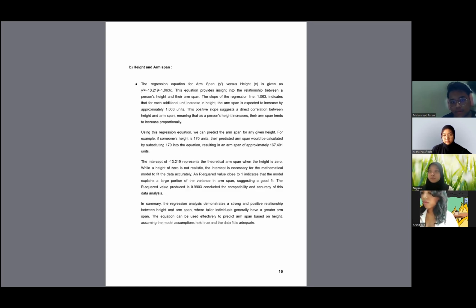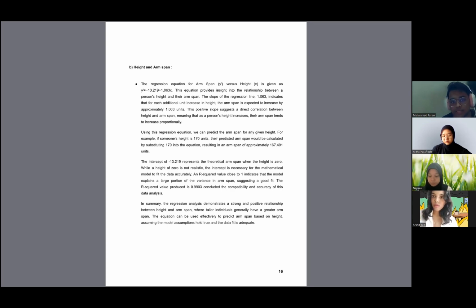And then onto the height and arm span. The regression equation for arm span versus height is given as y is equal to negative 13.219 plus 1.063x. So this equation provides insight into the relationship between a person's height and their arm span. The slope of the regression line, 1.063, indicates that for each additional unit increase in height, the arm span is expected to increase by approximately 1.063 units.